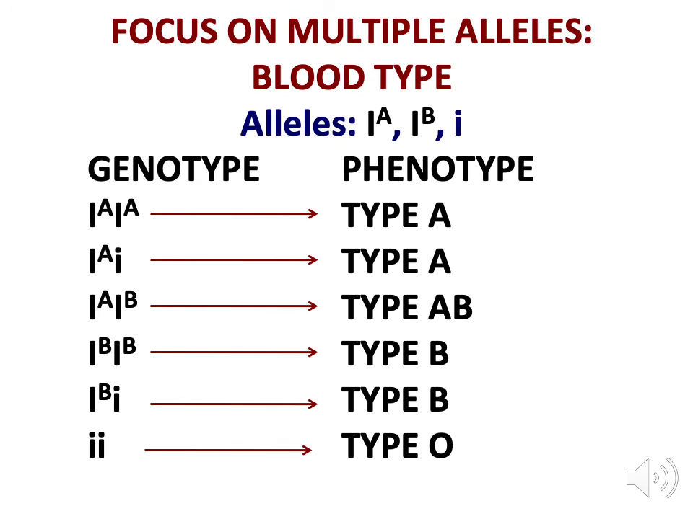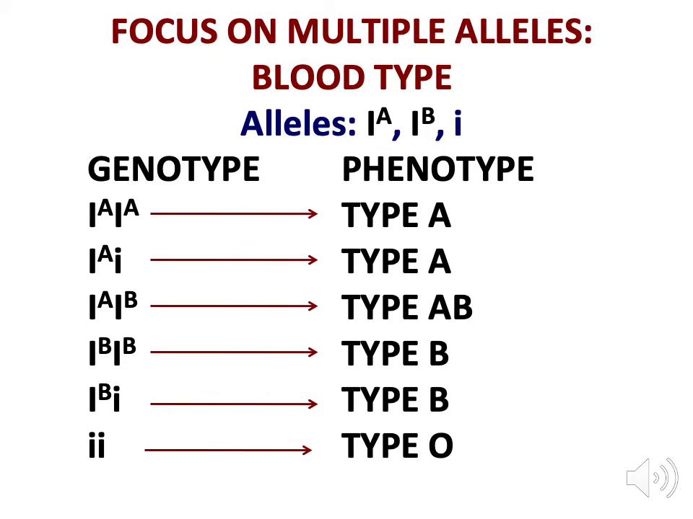Here's our detail slide on blood type. We understand that blood type is governed by 3 alleles in the human population, not just 2. The alleles are I superscript A, I superscript B, and lowercase i. Now let me explain the symbolism here instead of using just A, B, and O. The capital letter I indicates a dominant allele.